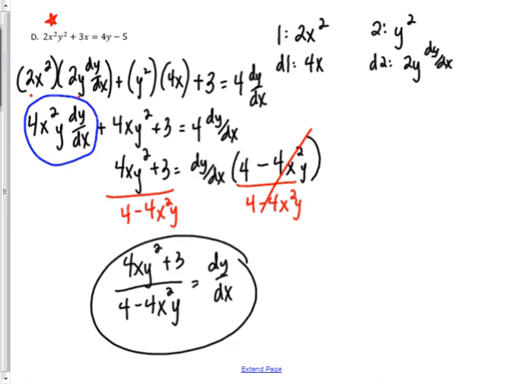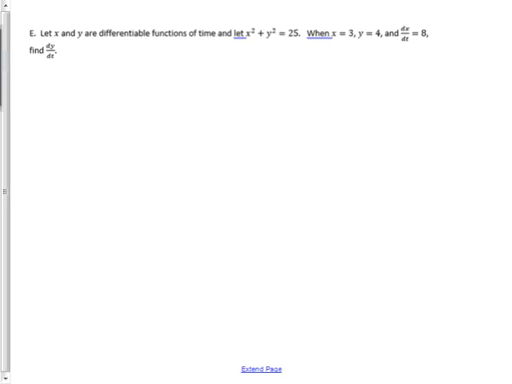So I hope the implicit differentiation makes sense to you. Okay, so let's do our related rate examples. So you have some notes on the related rates. And let's make sure we go through those.